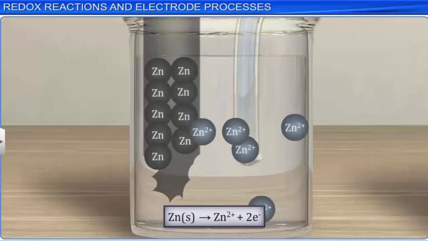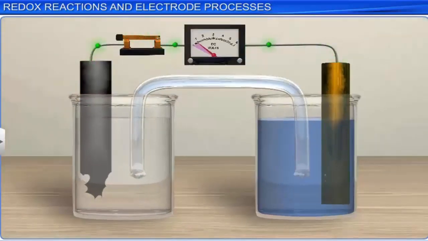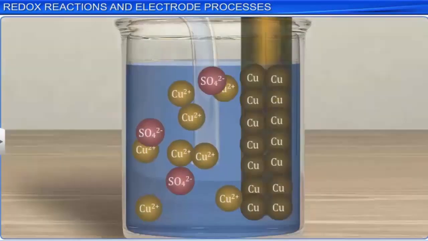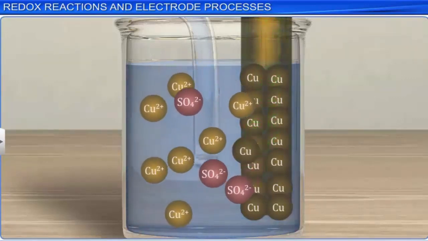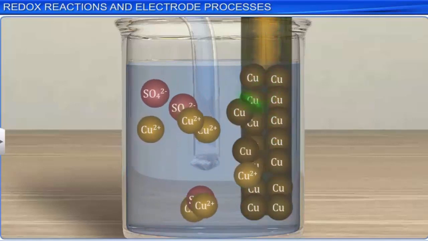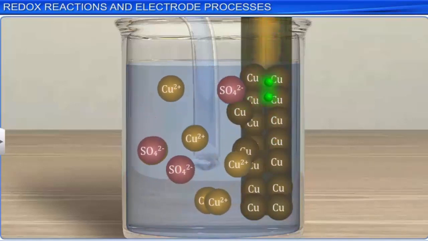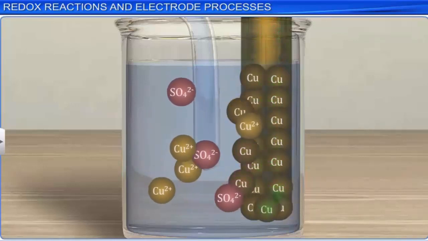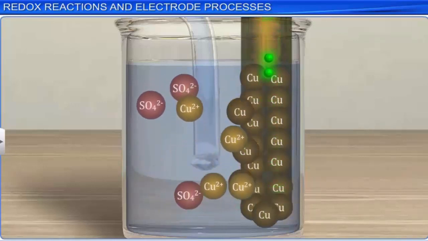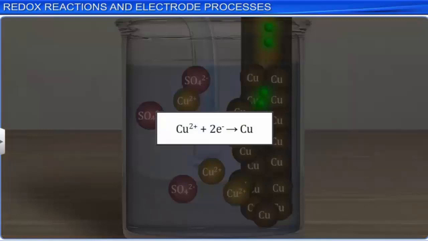The electrons move through the voltmeter wire and reach the copper rod. When the electrons lost by zinc reach the copper rod, they combine with the Cu2+ ions to form neutral copper atoms, which get deposited on the copper rod. The equation for this reaction can be expressed as: Cu2+ ions gain 2 electrons and form copper metal.